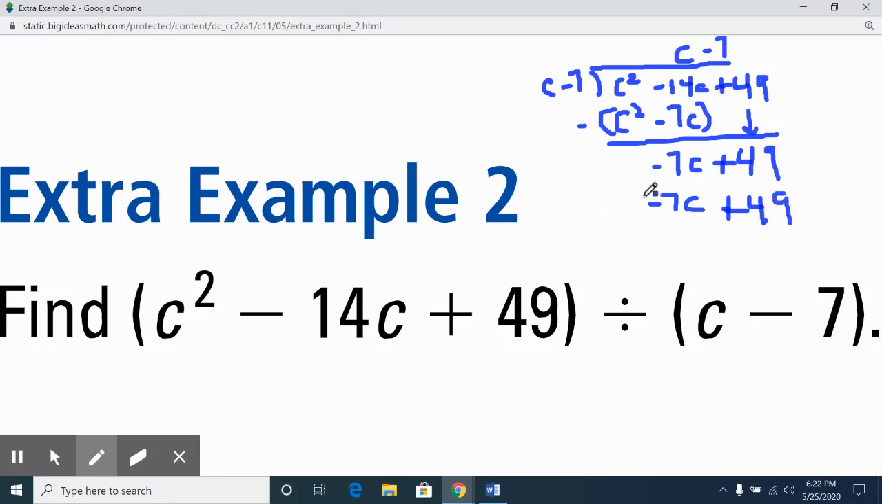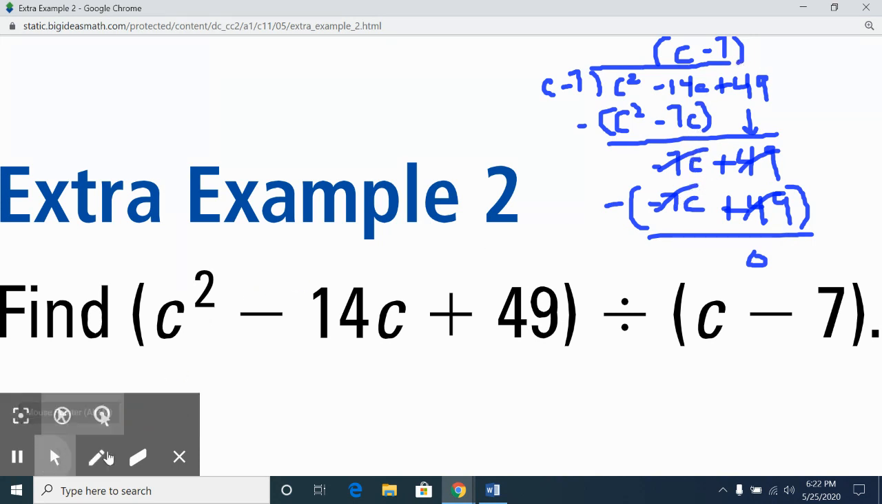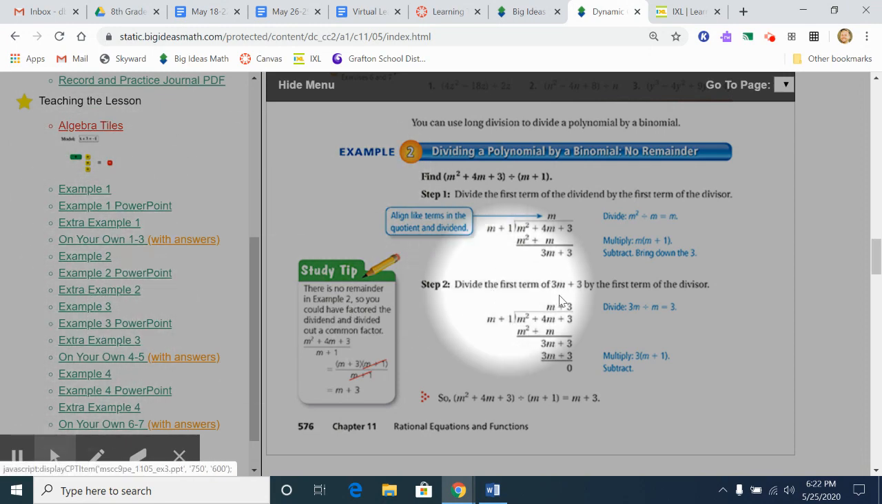Okay, so when I go to subtract now, remember, I picture this as if it's in parentheses. I have to kind of distribute the negative, right? So -7c minus -7c cancels, and 49 minus 49 cancels. I'm left with 0. There's no remainder here. So my answer's up here. All right, then c minus 7 is my final answer. Okay, so that's an example of where there's no remainder.